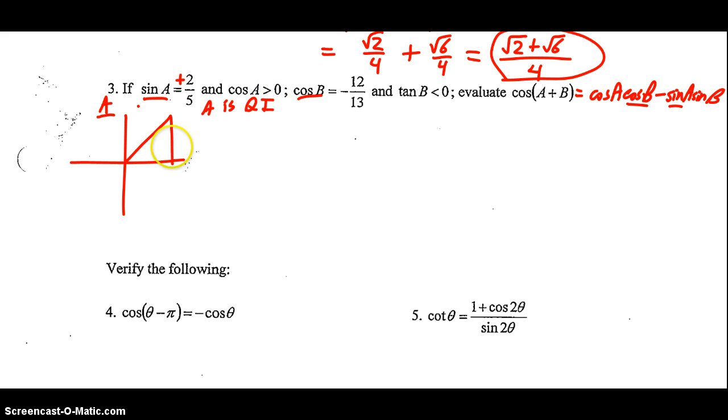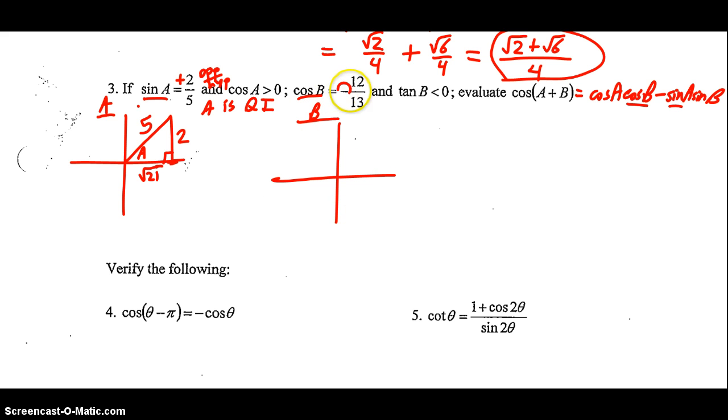So let's draw some triangle. Again, it doesn't have to be perfect, we're just sketching it. Sine is opposite over hypotenuse. So if A is here, opposite would be 2, hypotenuse would be 5. A little Pythagorean theorem, 25 minus 4, this would give you radical 21. Everything's nice and positive.